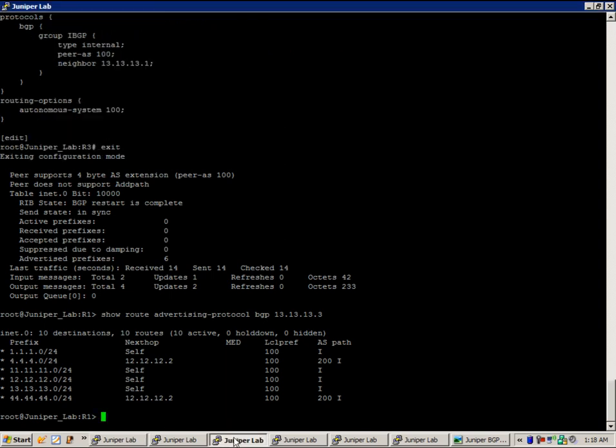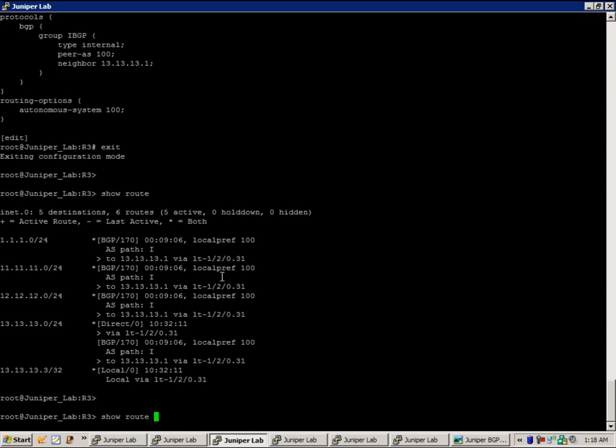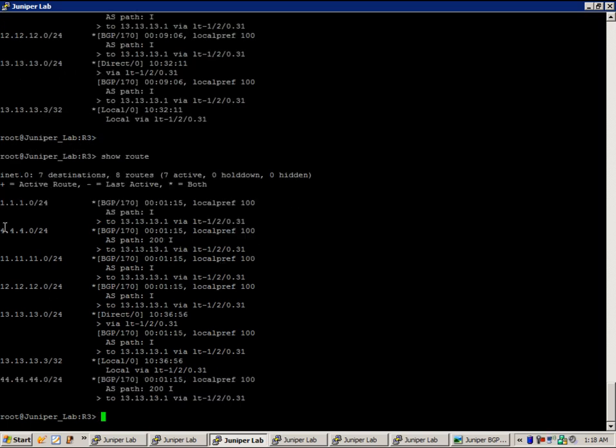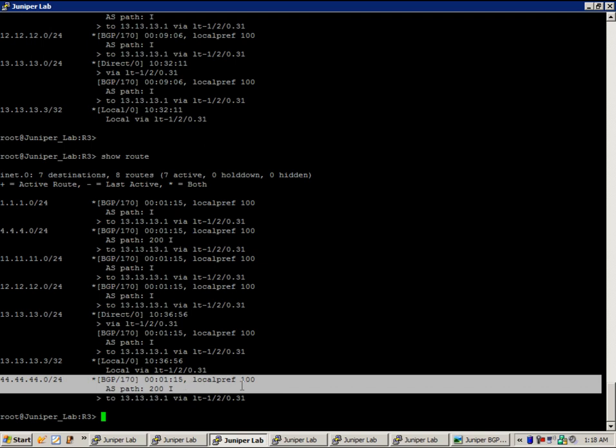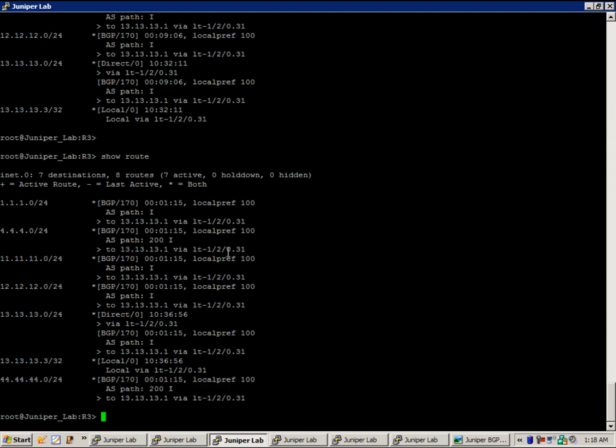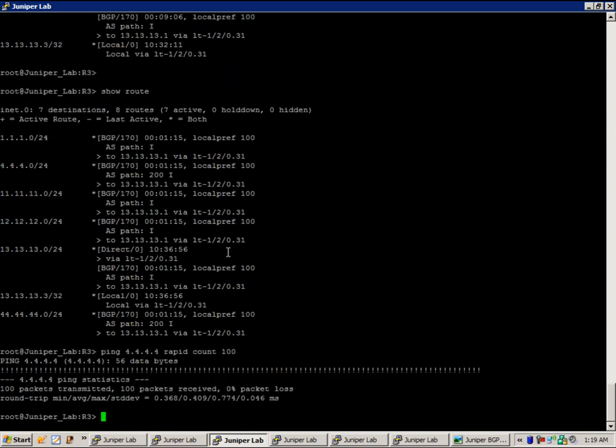Let's go to router 3 and verify that. I do a show route. We now see the 4 and the 44 network showing up in the routing table on R3. If we do a ping to the 4 network, we have reachability, and also to the 44 network, we have reachability as well.